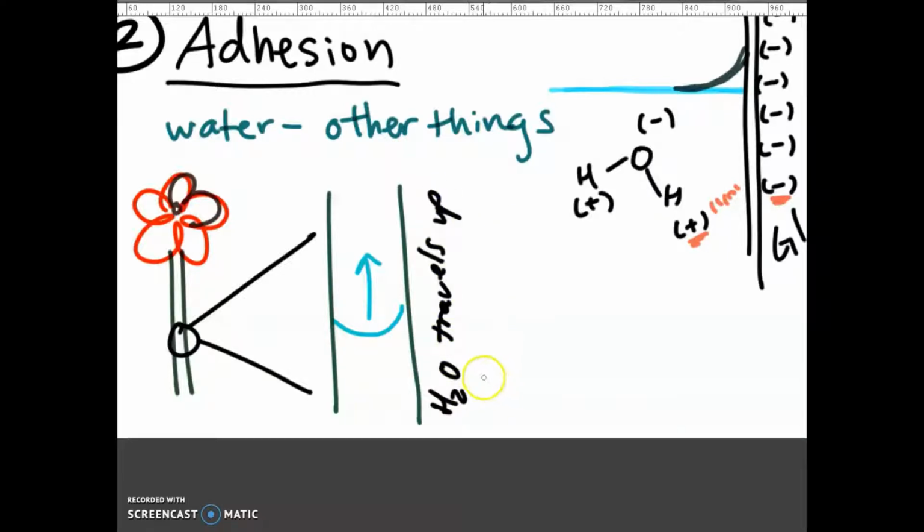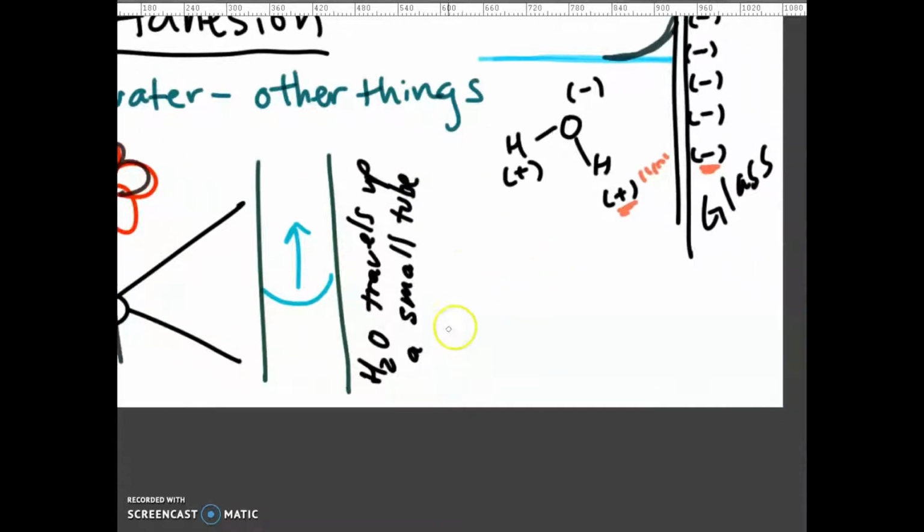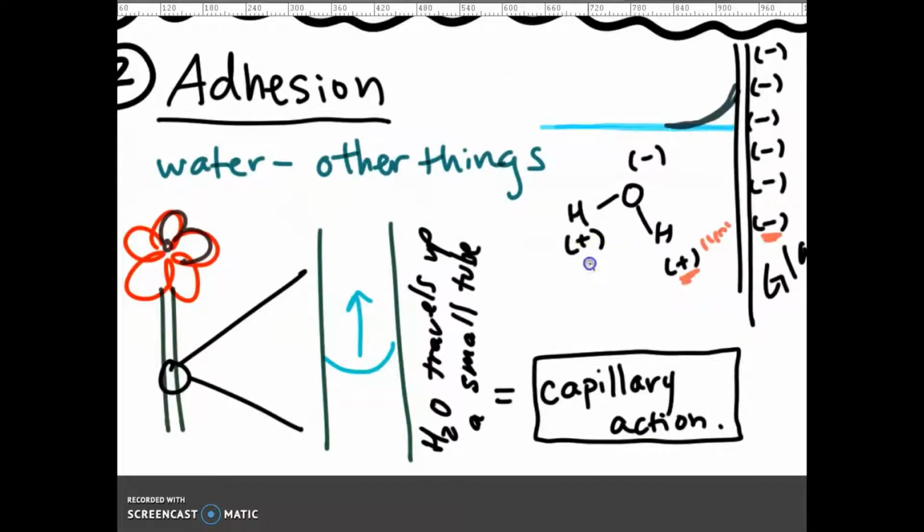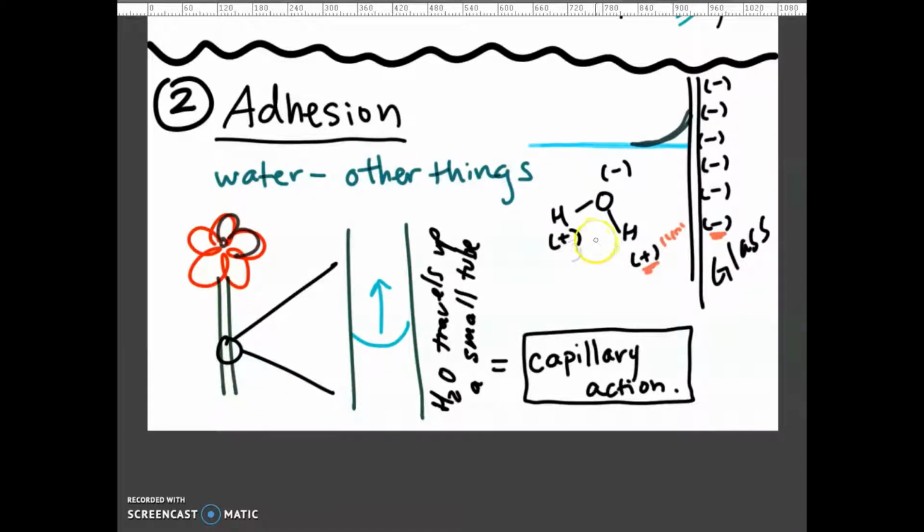Any sort of flower stem or a small tube, like a straw, but smaller, this is called capillary action. Capillary action is one type of adhesion. Okay, so we covered those two things.